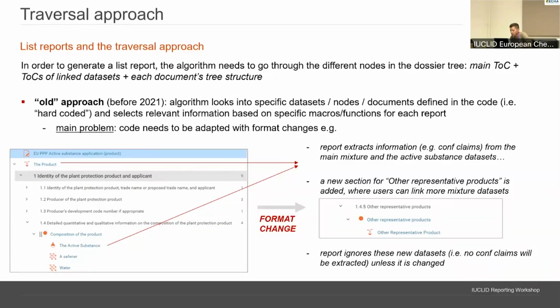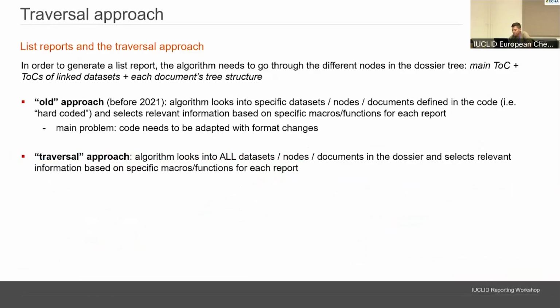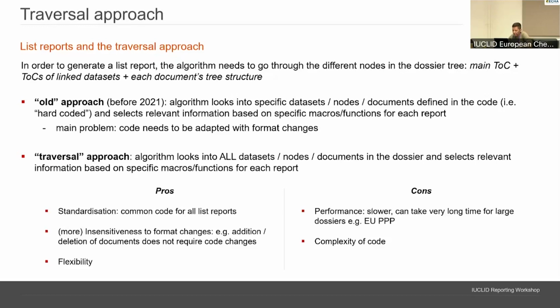So this is a problem because we need to adapt the code almost every time there is a big format change. So to overcome this limitation, we developed together this so-called traversal approach. So in this case, instead of defining in the code which datasets or which nodes, documents we're going to be using to generate the report, the algorithm basically looks into all the datasets, nodes, documents that are included in the dossier, irrespective of which kind of dataset or document this is. So we've been working on that, and we have modified some of the existing reports to apply this new traversal approach.